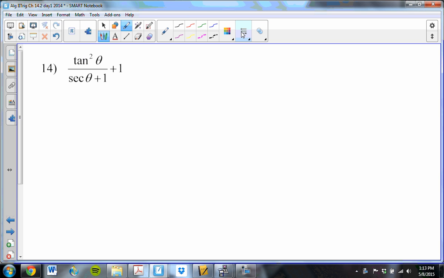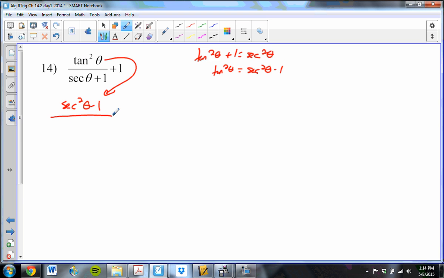I'm going to take tan squared on top, and I know that tan squared is the same as secant squared minus 1. We have an identity that says that tan squared theta plus 1 is secant squared. So I can just subtract the 1 from both sides, and that tells me that tan squared is really secant squared minus 1. So this becomes this, and it's over secant theta plus 1 and then plus 1 here.